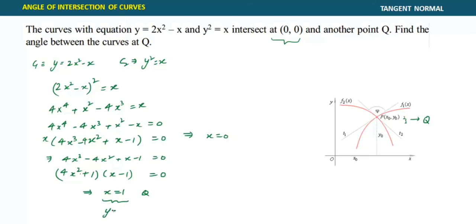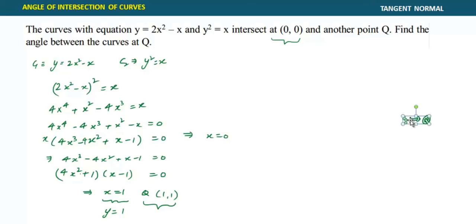And what will be the value of y? Just put it anywhere, right? If I put it over here, what will be the value? Yes, 1. Okay, so the point Q is nothing but (1, 1). This is where they will again intersect. Now our target is to find out the angle of intersection at this point. Let me just remove this diagram to make sure that we can move ahead and apply the concept.